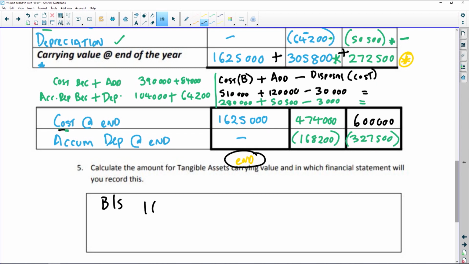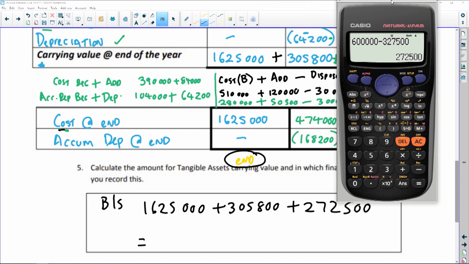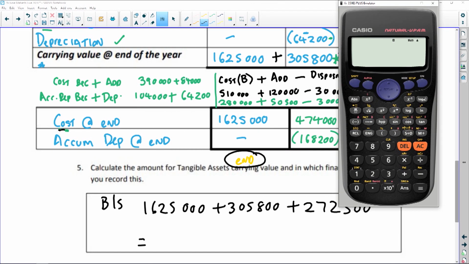Okay, so 1,625,000 plus 305,800 plus the 272,500, and that is where you're going to show it. So let's do this quickly. I'm just looking at the clock, guys, but it should be fine.